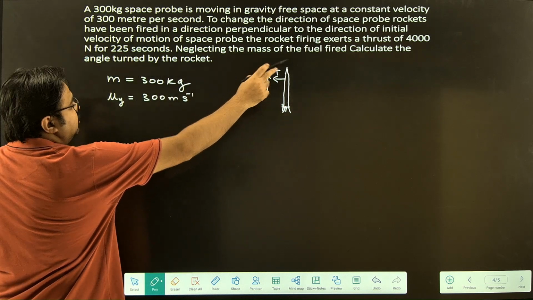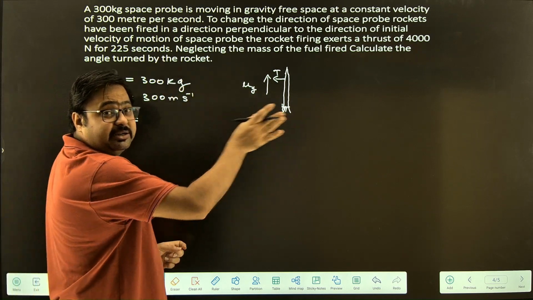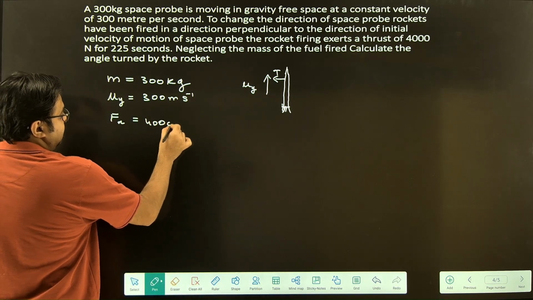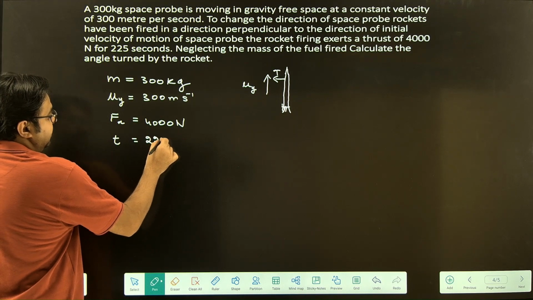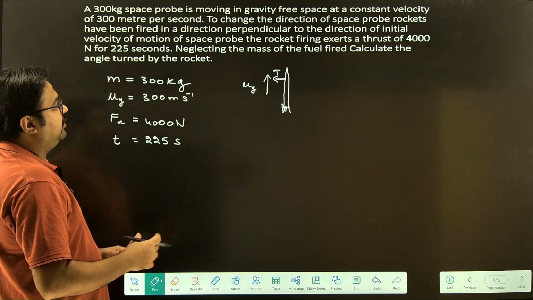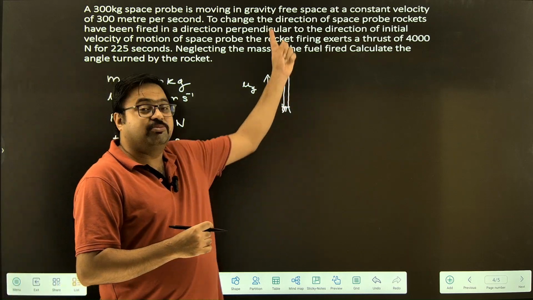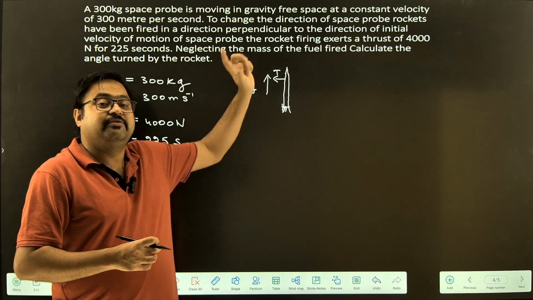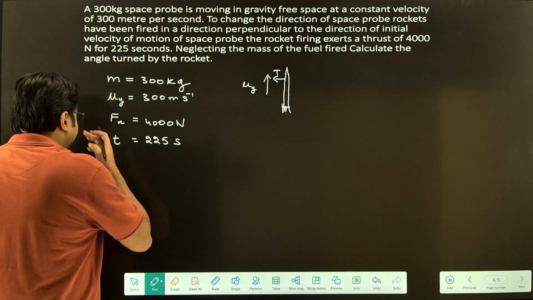For the thrust of 4000 newtons, so the force acting along the x direction, because it's perpendicular to the direction of initial velocity, is 4000 newton for 225 seconds. Okay, neglecting the mass of the fuel fired, calculate the angle turned by the rocket. Initially, the rocket is moving along the y direction, so it makes an angle of 0 degree with the y-axis. We will have to figure out by what angle does the rocket turn. Let's try to figure this out.